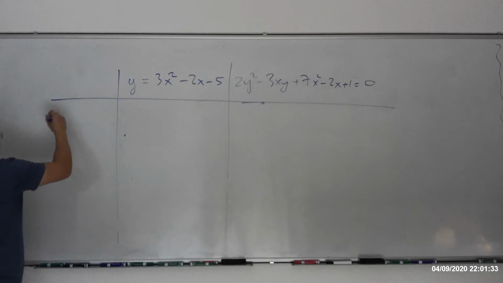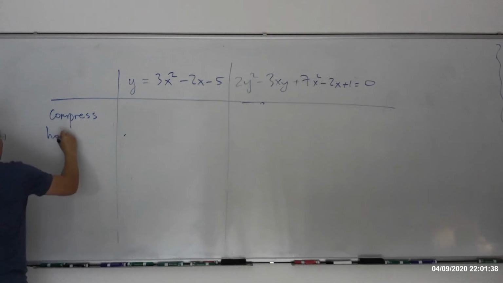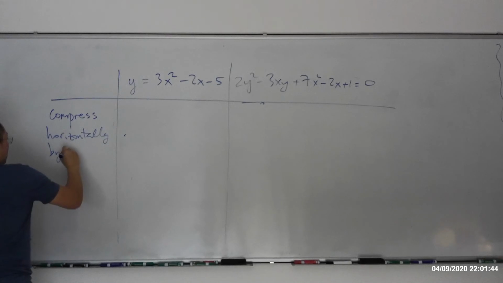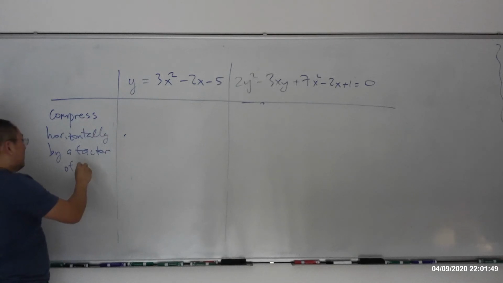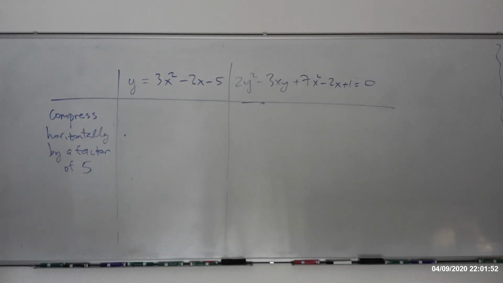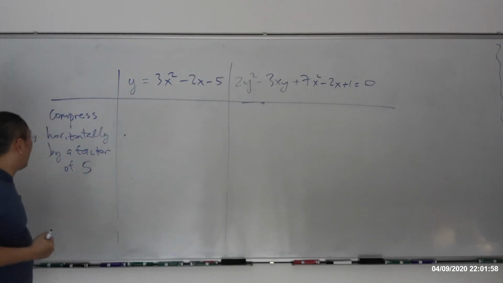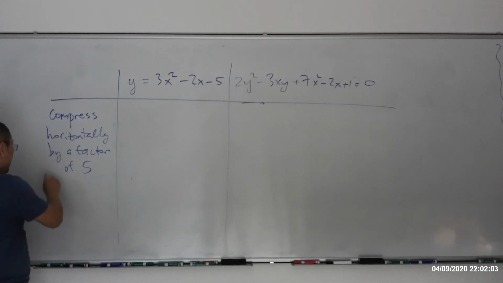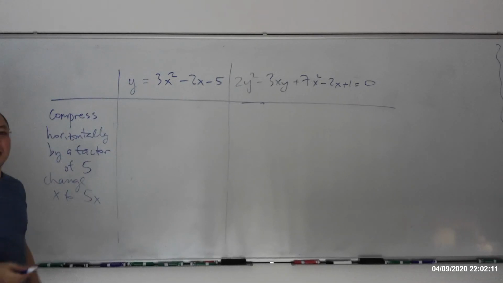All right, so compress horizontally by a factor of 3. So let's change the factor. How about by a factor of 5? Okay, you compress horizontally by a factor of 5 means what? You're gonna make the graph 5 times thinner, and you're gonna change x to compress, multiply. Okay, kind of opposite of what you think, right?